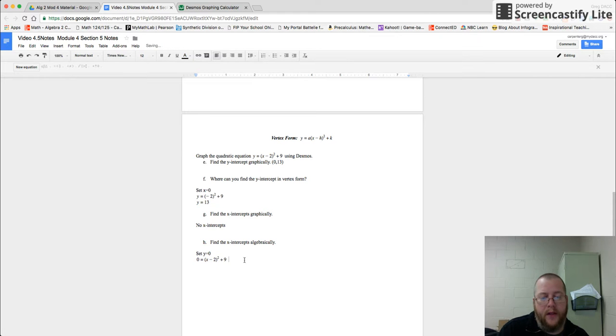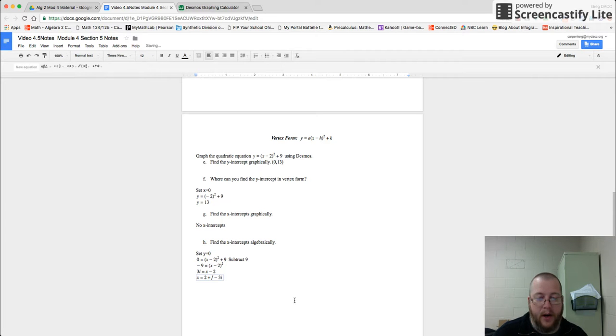So the easiest way to solve this one is since it already has it in square form, I'll subtract 9 from both sides. So I'll get negative 9 equals (x minus 2) squared. And then to get rid of the square, I'll take the square root. But when I take the square root of negative 9, remember I get 3i. So 3i equals x minus 2. So my solutions are going to be x equals 2 plus or minus 3i.